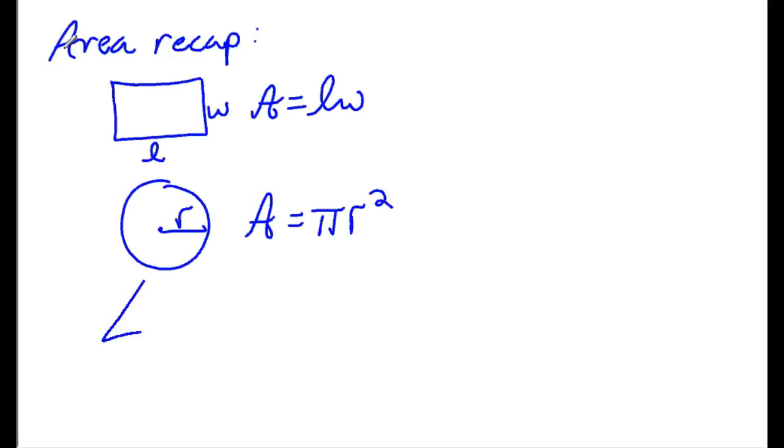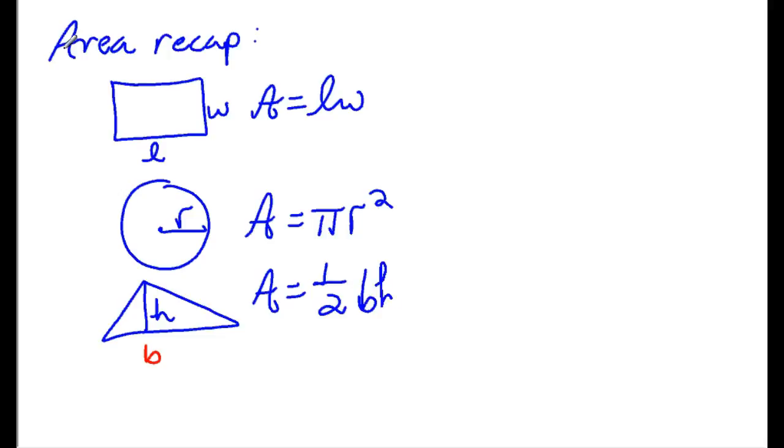Remember, for a triangle, our area is 1/2 base times height. I'm just doing our most common area formulas because then we're going to do a little bit of what's called geometric probability, which is going to require you to retain these.